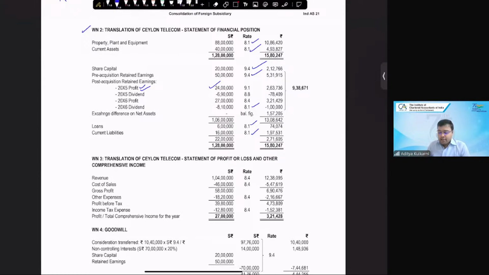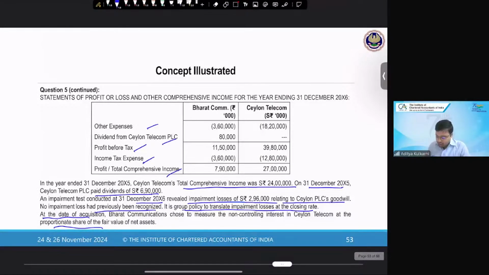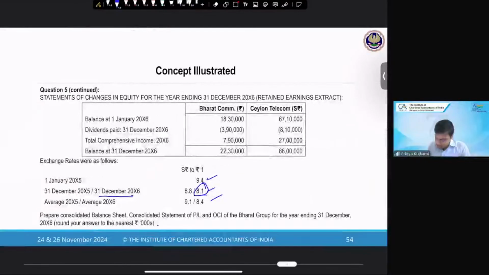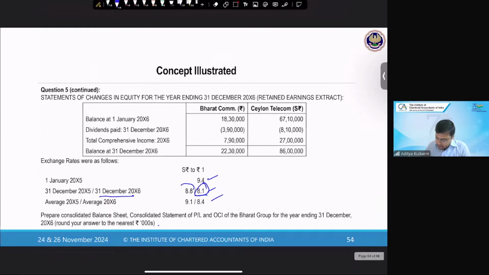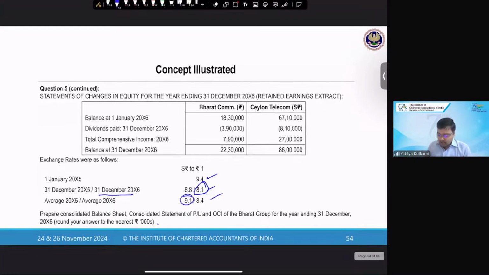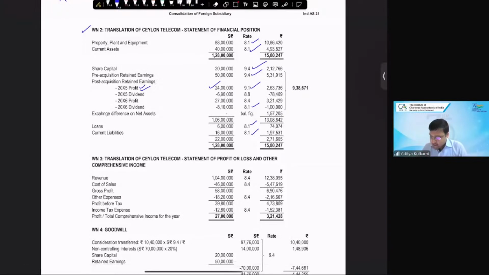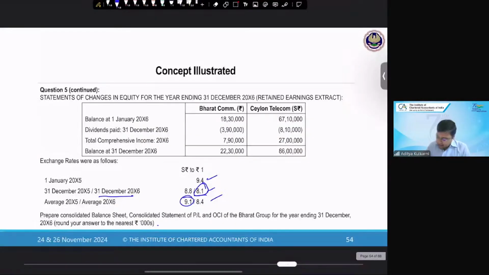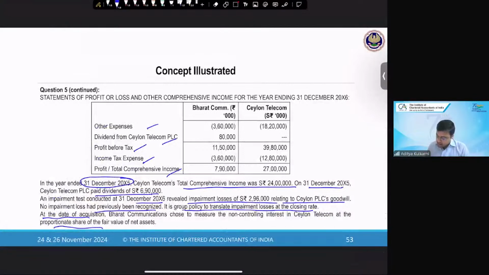I have to convert it using what rate? This is profit of 20x5, so average rate of 2005. Yes, so average of 2005 is 9.1. So I have converted using 9.1. Correct? समझ रहा है अपने को? Yes, sir. And then a dividend has been paid on 31st December X5.